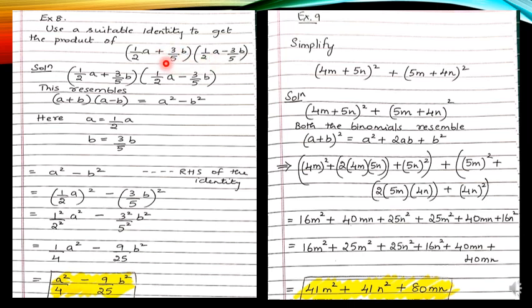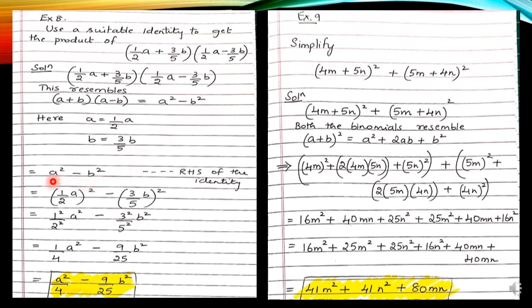So, which identity will you use? You will use a plus b into a minus b identity. What is the expansion of that? It is a square minus b square. Now, observe the question and observe the identity. In the place of a, we have 1 by 2a and in the place of b we have 3 by 5b. So a is equal to 1 by 2a and b is equal to 3 by 5b. So write the RHS of the identity because the question is in the form of LHS of the identity.